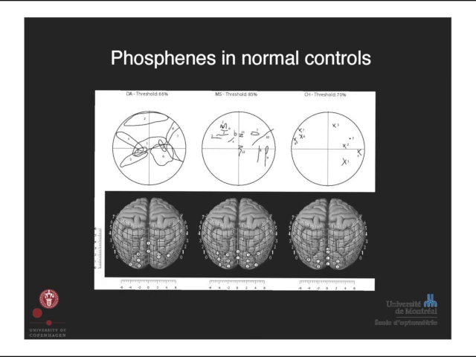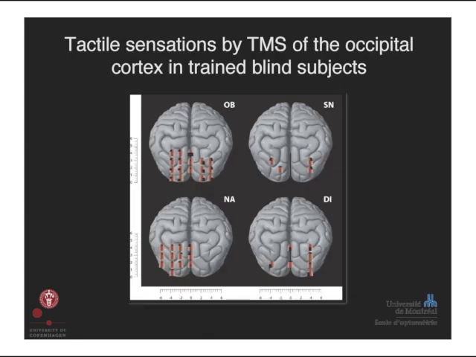We used single pulse TMS of the occipital cortex, and we knew that in normal subjects you would get phosphenes. And the idea was how to explain to a person who has never seen anything what a phosphene is. So in the first round, we took normal subjects. We stimulated the occipital cortex. They pointed toward the phosphenes when they saw one. And then we gave them a map of the visual field and asked them to draw them.